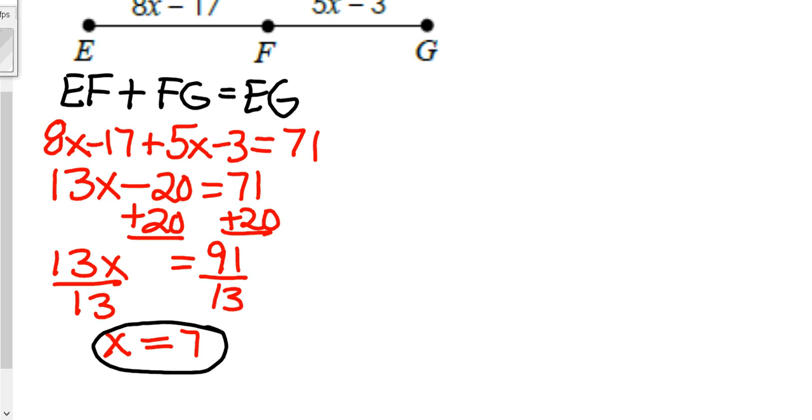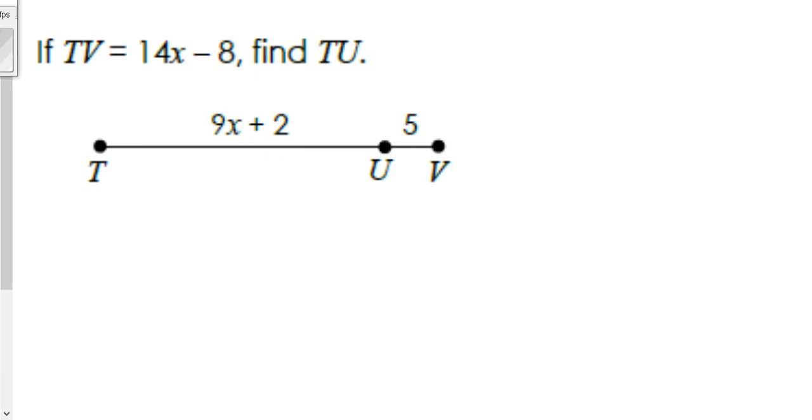Okay, so now for example 2. Example 2 says if TV equals 14x minus 8, find the value of TU. So again, we're going to use segment addition postulate here. I'm going to write our equation first. TU plus UV equals TV. TU, which is the first part of the segment, plus UV, the second part of the segment, equals the entire segment TV. Always get in the habit of writing down that part of the equation first so that you will substitute information into the right spot.